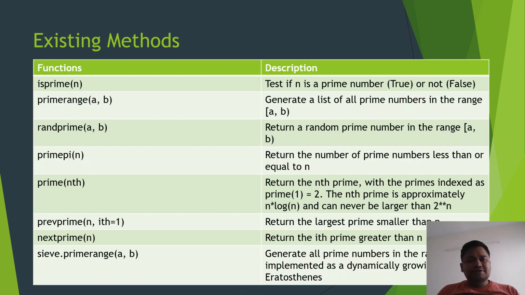So these are the existing methods of Python where functions like isprime are already available as built-in functions: isprime, primerange, randprime, primepi, prime, prevprime, nextprime, and sieve.primerange.